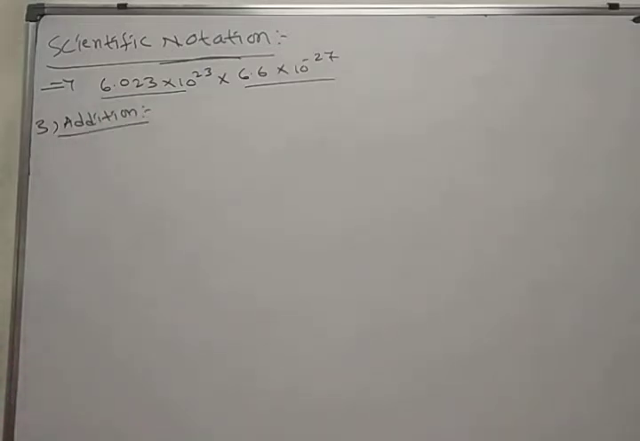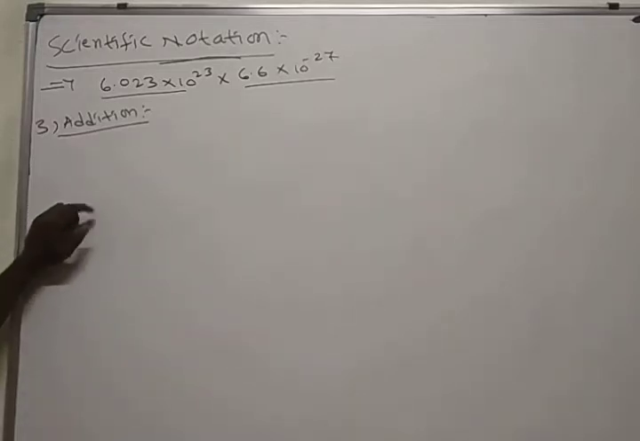How will we do the addition? Already we know about the addition in a simple way: 2 plus 3 is equal to 5. Like that. Okay, if we have long numbers, how will we do the addition?